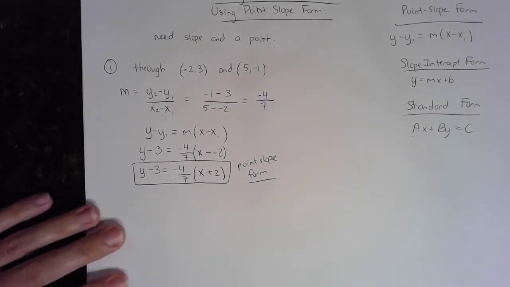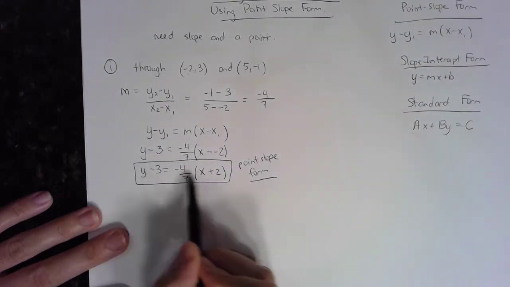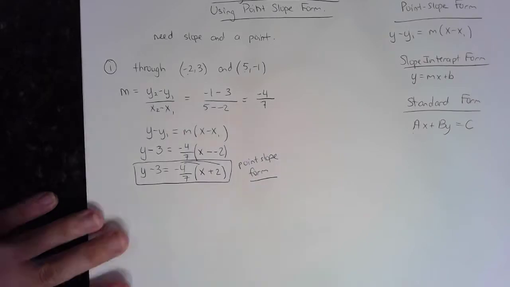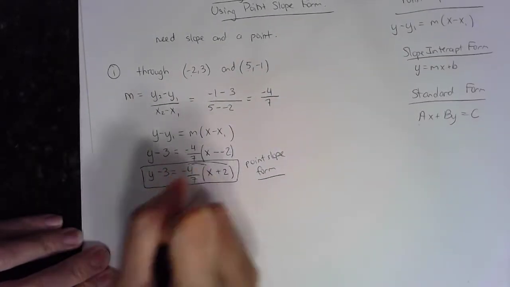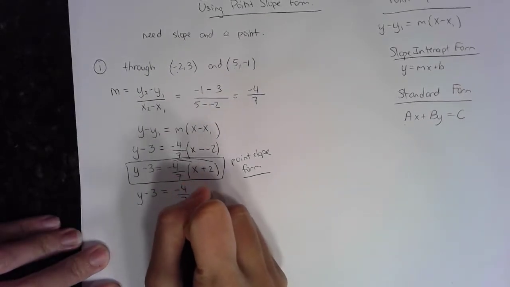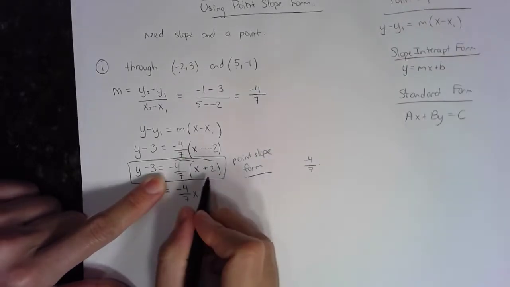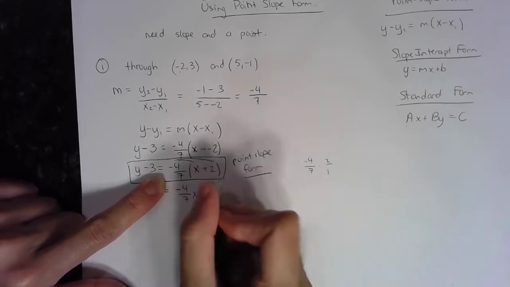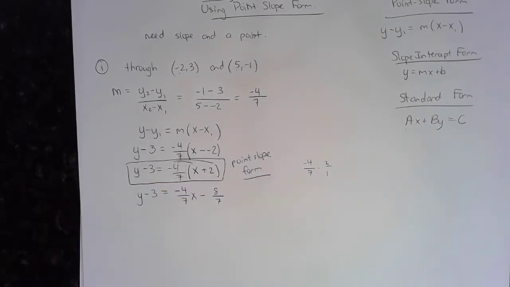So the first thing that I'm going to do to go into slope-intercept form is I need to isolate the y. So I need to maneuver this and isolate the y on the left. So the first thing is always to distribute the slope. So I have y minus 3 is equal to, I have a negative 4/7 times x. Negative 4/7 x. This is a negative 4/7 times a positive 2 over 1. And when you're multiplying fractions, you multiply across the top, negative 8, multiply across the bottom, 7.